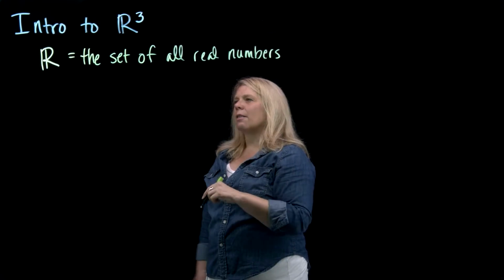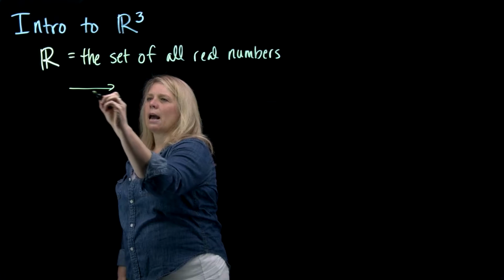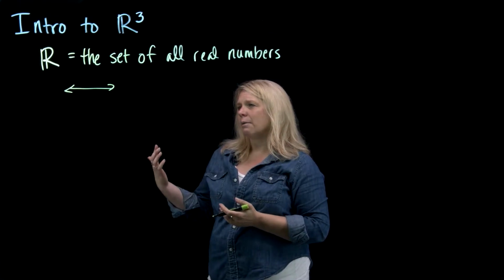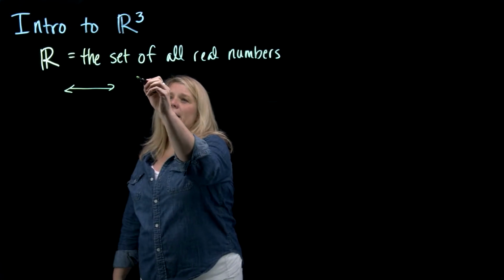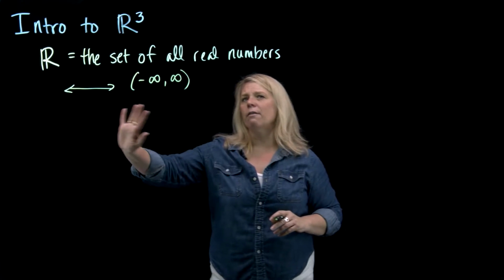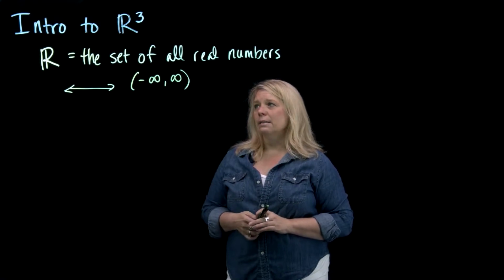Sometimes we might write that other ways too. Visually we might write that as a number line. We talk about that as the continuum, or we might write an interval, something like -infinity to infinity. So these are all different ways of visualizing and thinking about what R is.